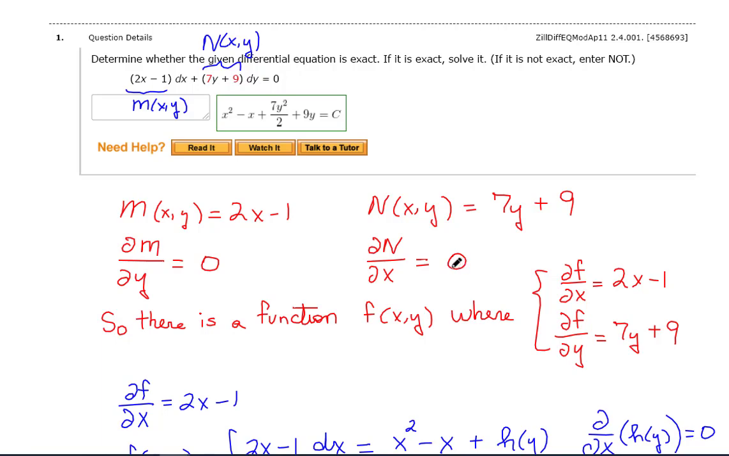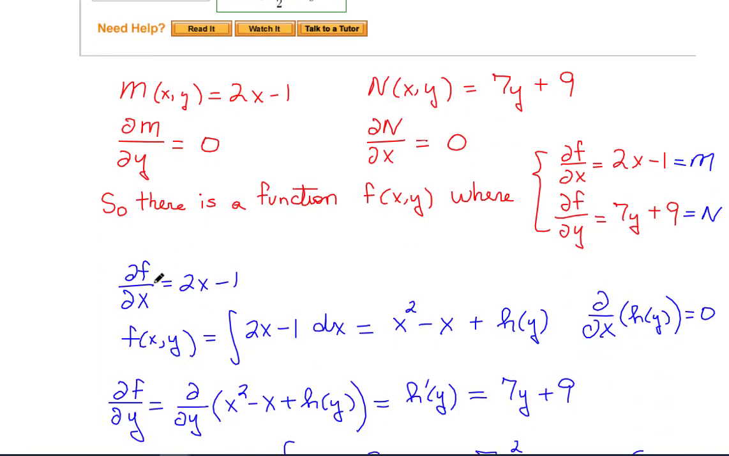So what that says is there is a function of x and y where the derivative of f with respect to x is 2x plus 1, which was M, and the derivative of f with respect to y is 7y plus 9, which is N. Alright, so we get started by letting the derivative of f with respect to x equal 2x plus 1. So I'm going to integrate with respect to x.